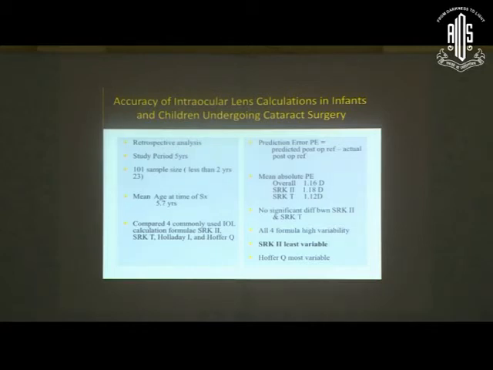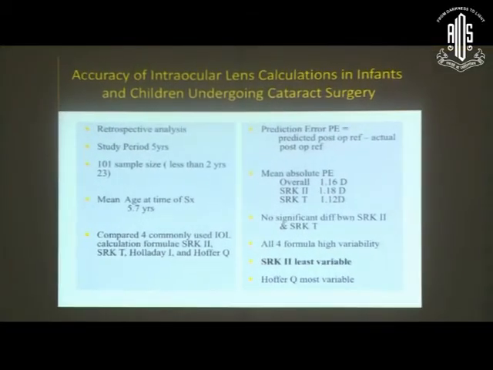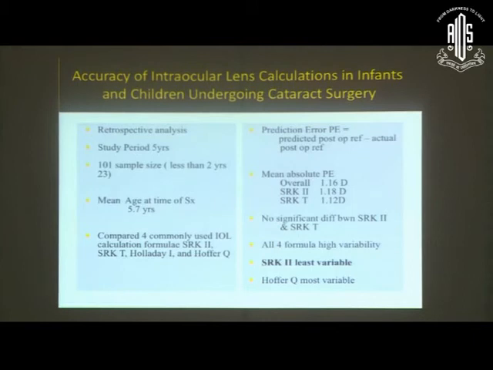The prediction error was defined as the predicted postoperative refraction minus the actual postoperative refraction. And if we take the absolute prediction error, we just eliminate the minus or the plus sign. This study found that the SRK2 was the least variable amongst the four IOL power calculation formulas that were used, and Hofer-Q was the most variable.